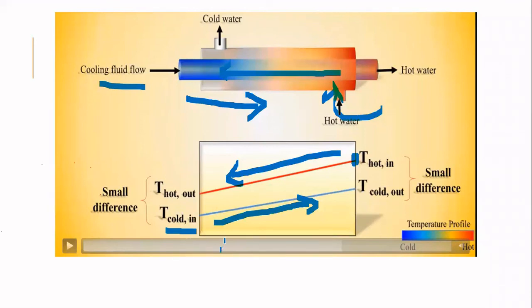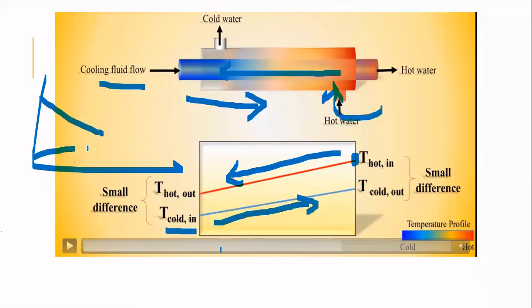In the previous case, the temperature profile was a bit different. The temperature profile was something like this. Hot water temperature was dropping in this direction. Cold water temperature was rising in this direction. In this case, the flow is taking place in opposite directions. So cold water temperature will be rising in this direction and hot water temperature will be dropping in the opposite direction. Is this part clear to all?